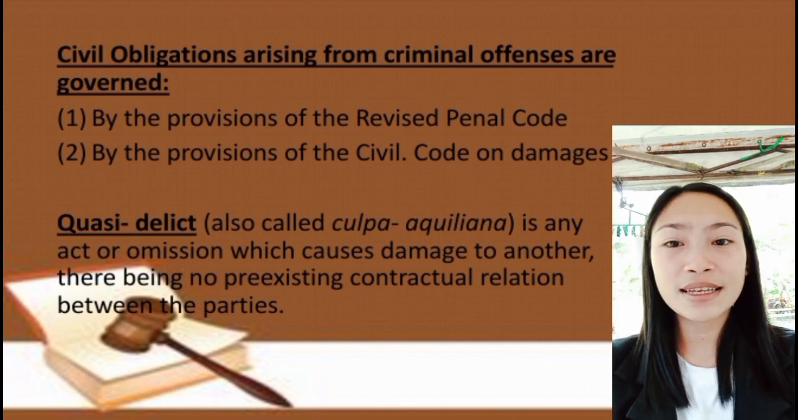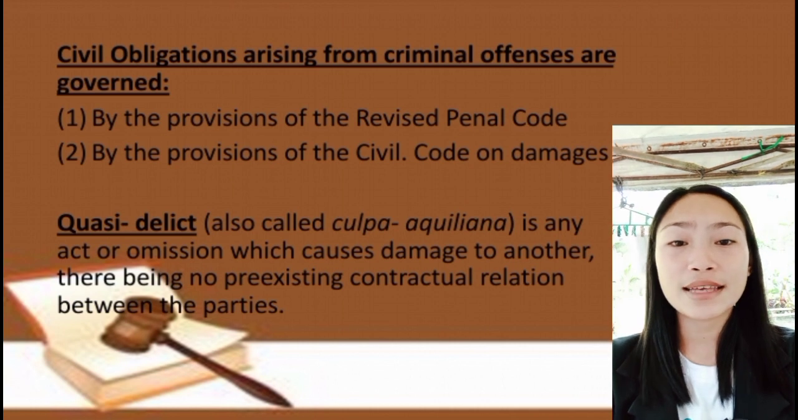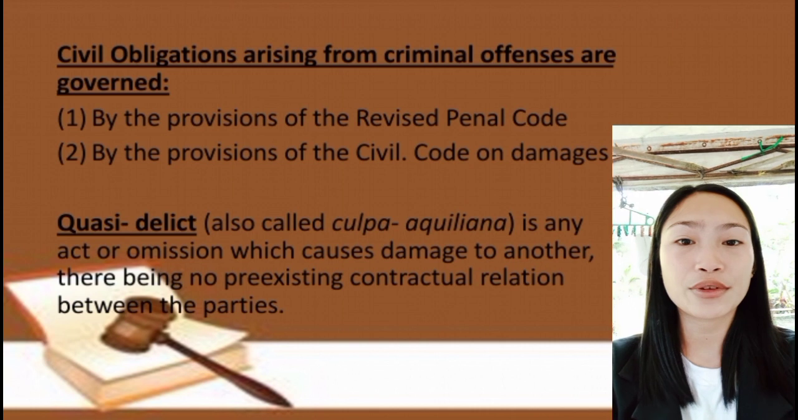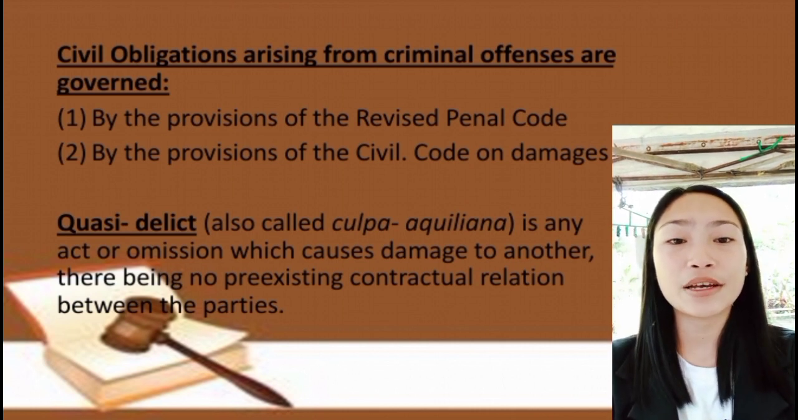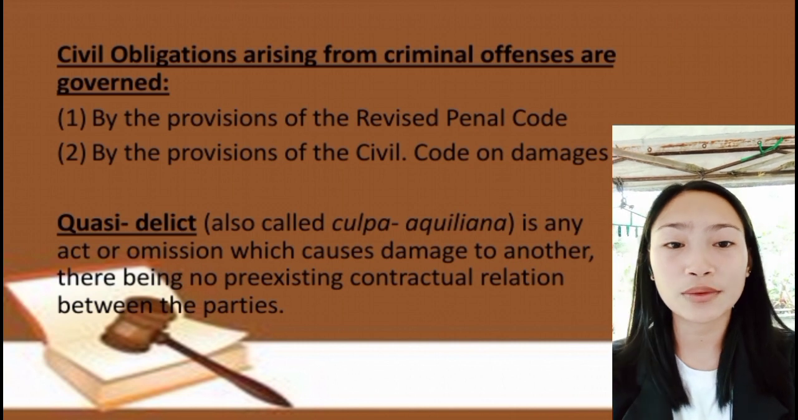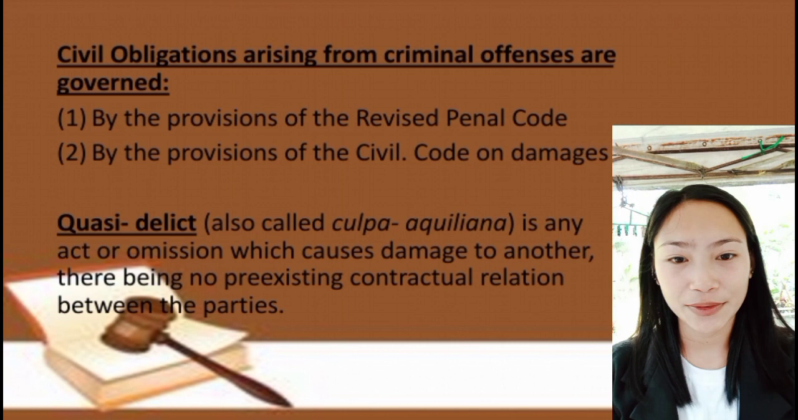A quasi-delict is also called culpa aquiliana. It is any act or omission which causes damage to another, there being fault or negligence, and there being no pre-existing contractual relation between the parties.